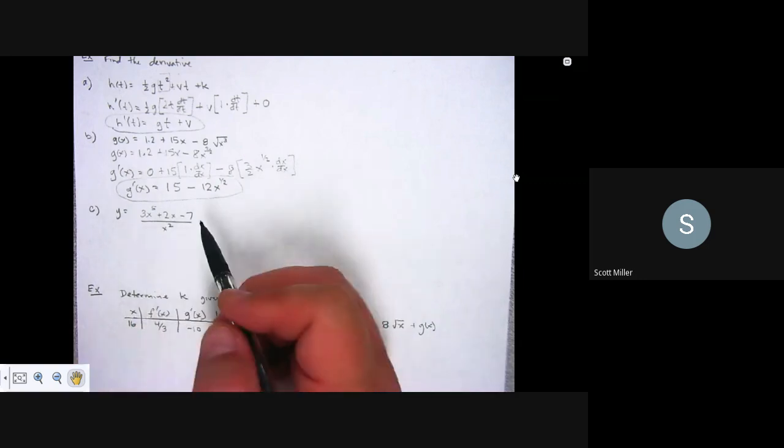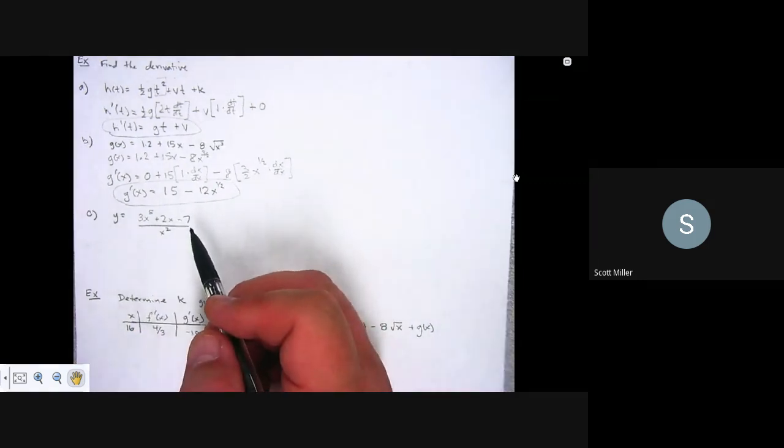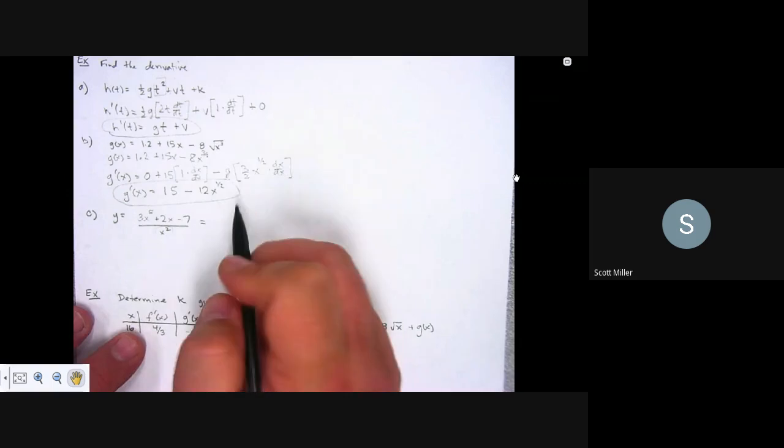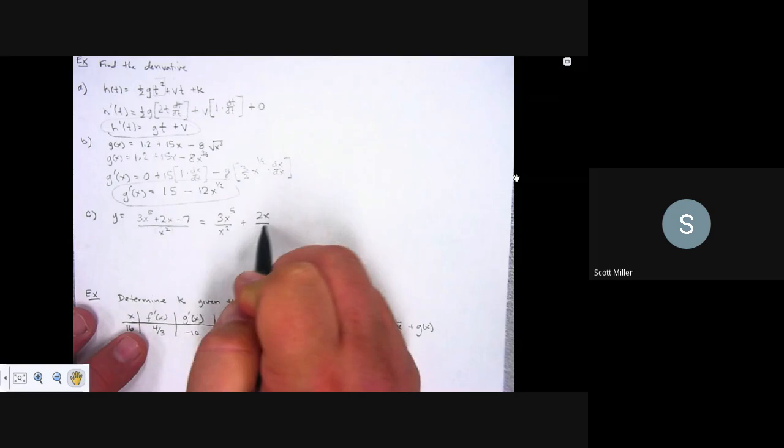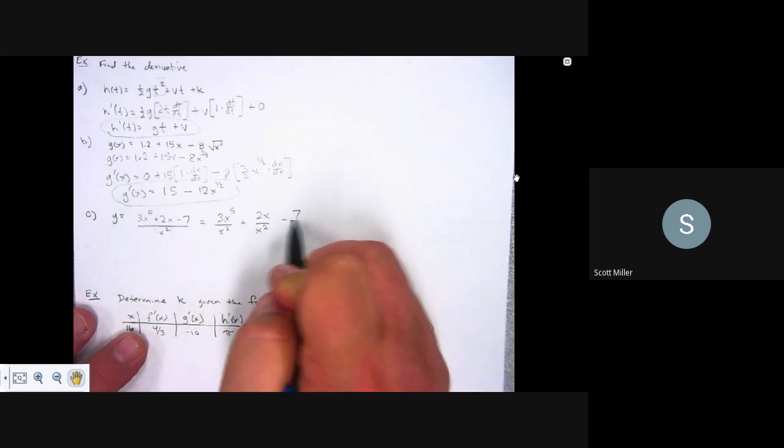What should we do with something like this? Well, we have rules for stuff like this, but the first thing you should look at is, can I simplify this? Can I rewrite this in a way that makes it easier to do? This is a single term on the bottom, which means I can divide this term into every one of the terms on top. So y can become 3x to the 5th. I'll show you this all the way through this time. This is 2x over x squared. This is 7 over x squared.